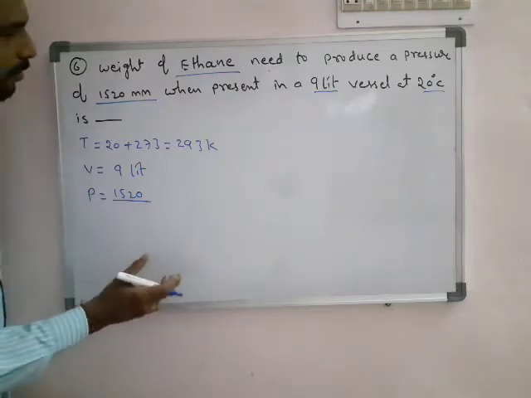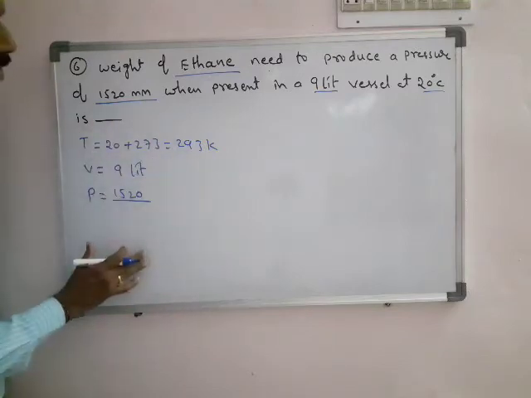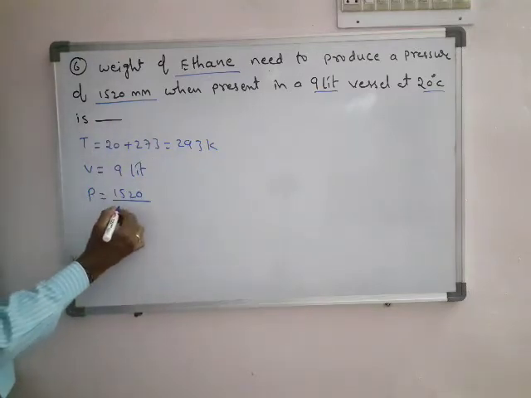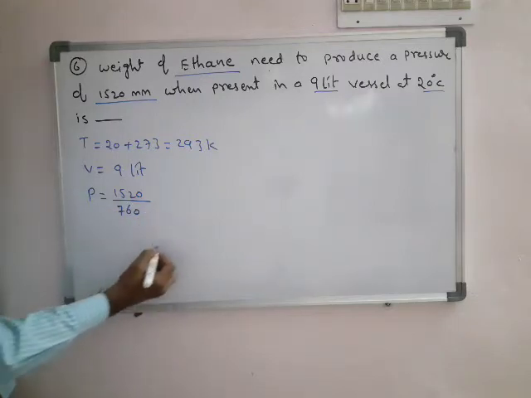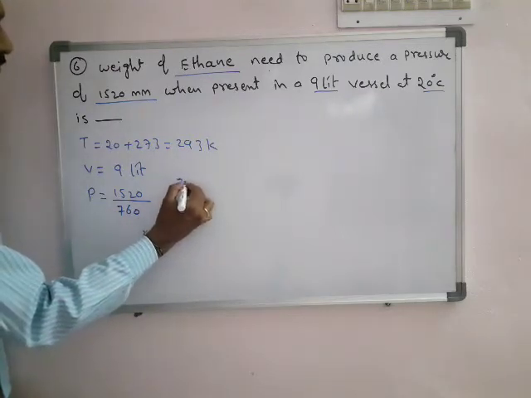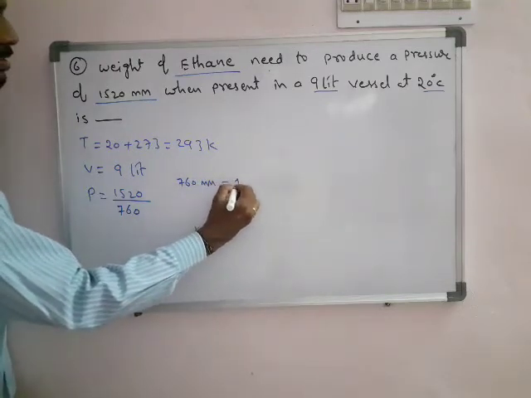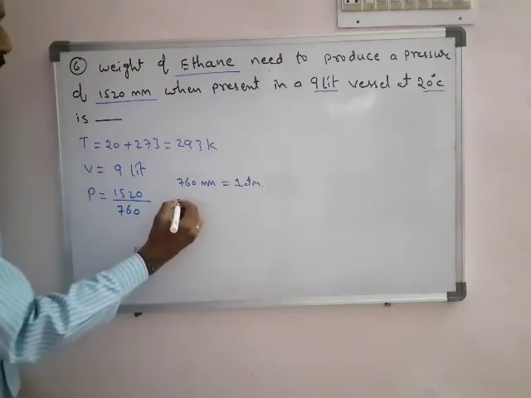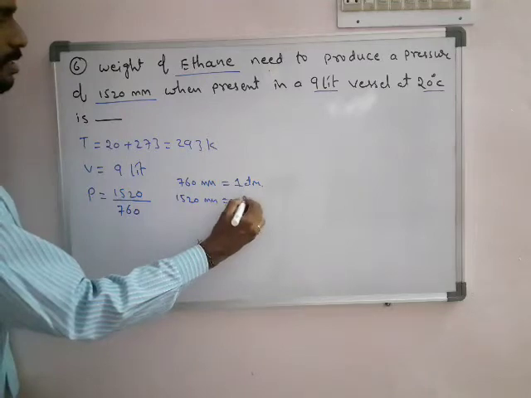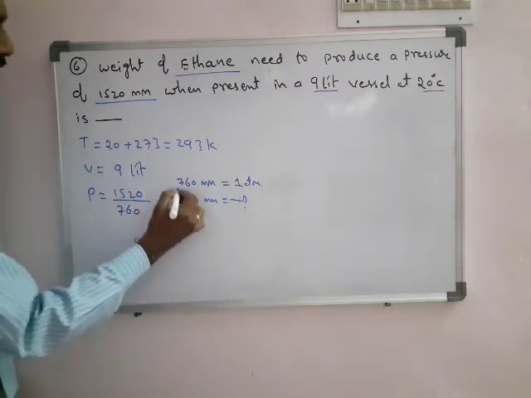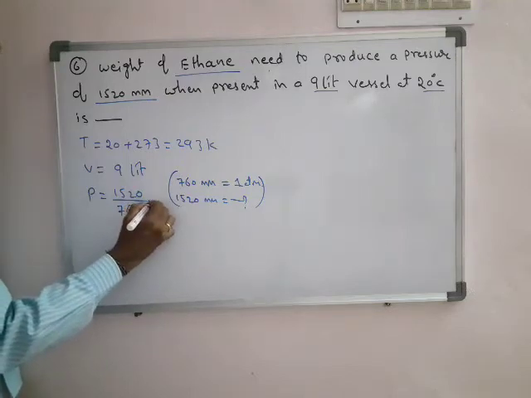Then in mm the R value would be a very different value, so it is better to convert into atmosphere. How? 760 mm is equal to 1 atmosphere. Here it is given 1520 mm is equal to how many atmospheres? 1520 by 760. Okay. Just leave it, no need to calculate.